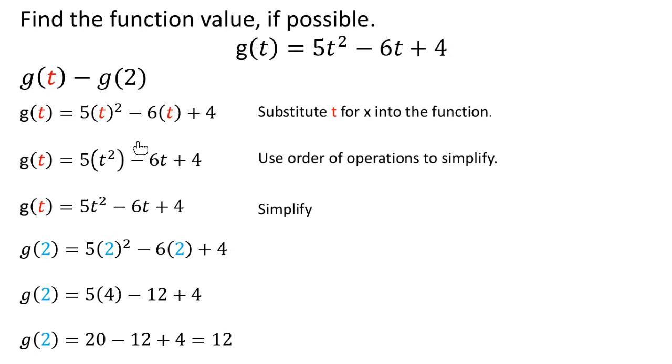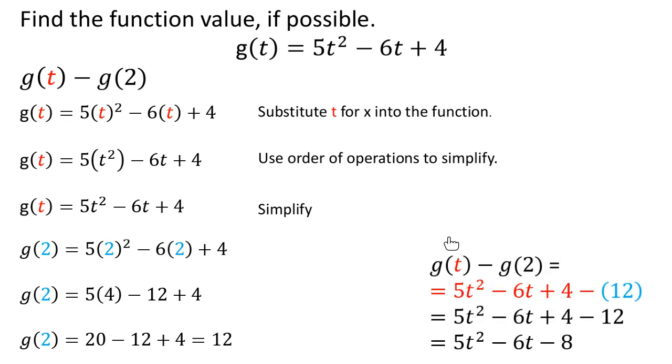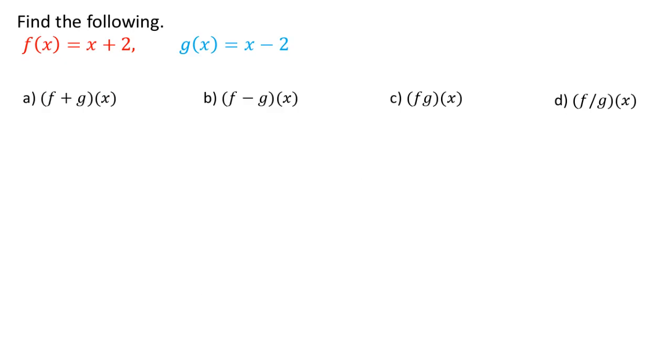Okay. So now that you have your two pieces, then we can actually answer the question, which was g of t minus g of 2. So g of t was 5t squared minus 6t plus 4, and g of 2 is our 12. So if we combine our like terms, then we get 5t squared minus 6t plus 4 minus 12 is negative 8. Okay, any questions on that?